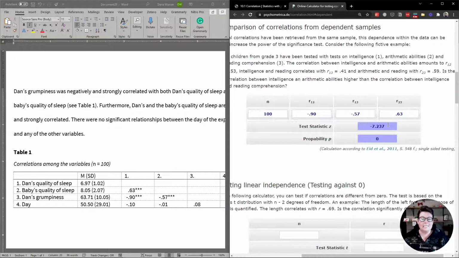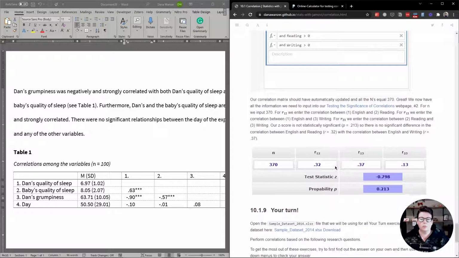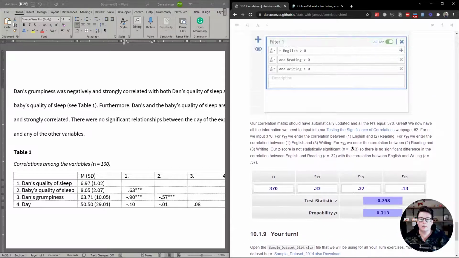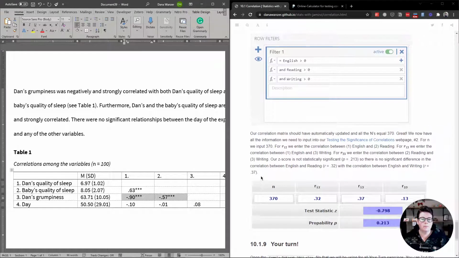So we get our Z statistic. We interpret this just like we do the skew and kurtosis Z scores. This is much bigger than 1.95. So there is a statistically significant difference in the strength of correlation between negative 0.90 and negative 0.57. We could write that up similar to what we have. I guess I didn't really write it up, but there is a significant relationship. This is significantly stronger than this correlation because these are dependent samples.